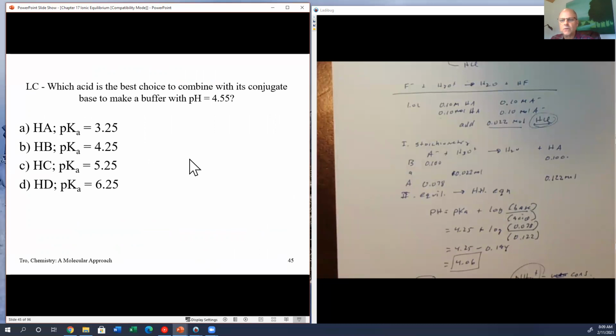Again, if you need more time, go ahead and pause the video, answer the question, and then start it up again. I'm going to reveal the answer. So which acid is the best choice to combine with its conjugate base to make a buffer with a pH of 4.55? It would be this one, right? So you're basically looking for the pKa that's closest to that number. And that's B.